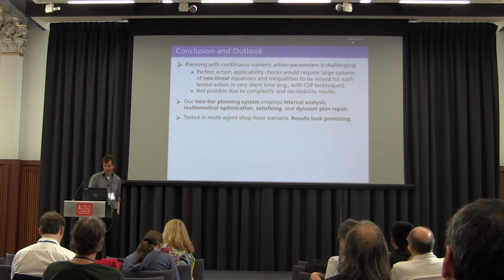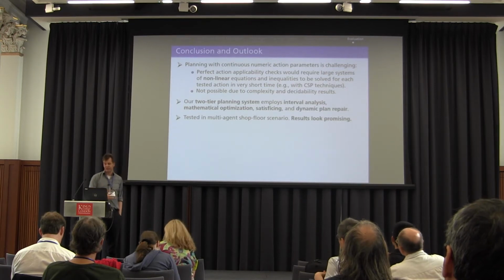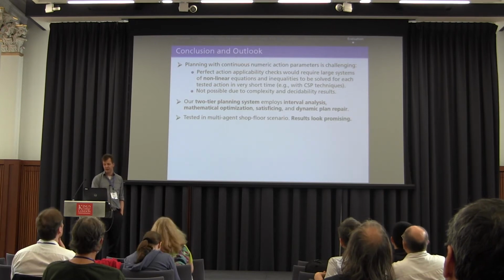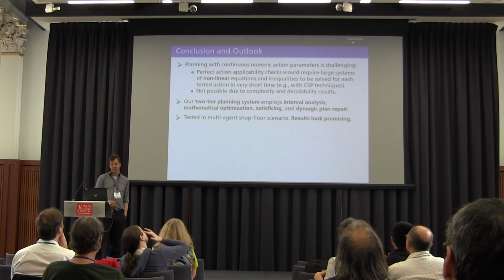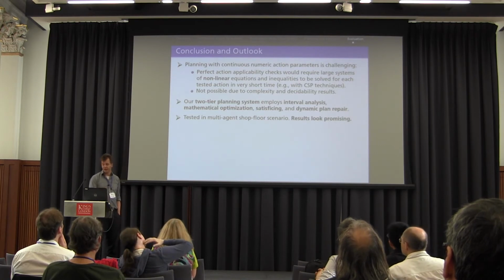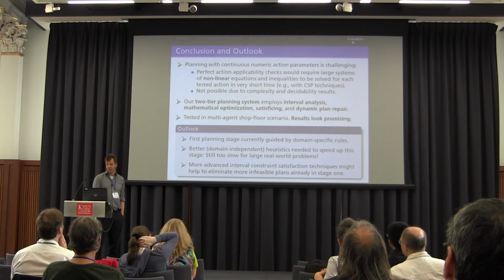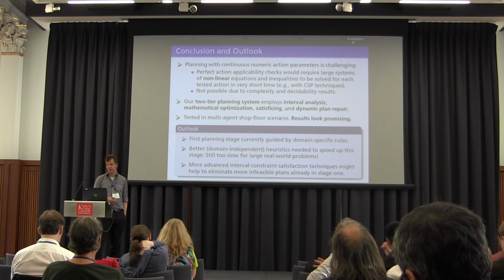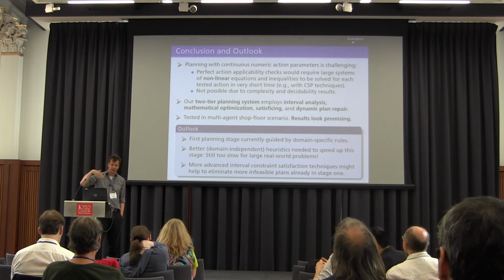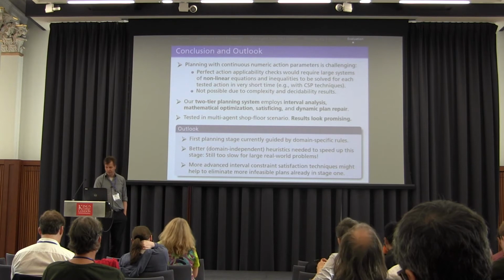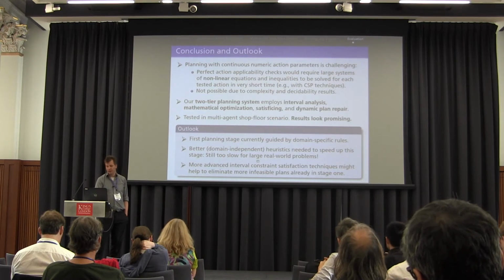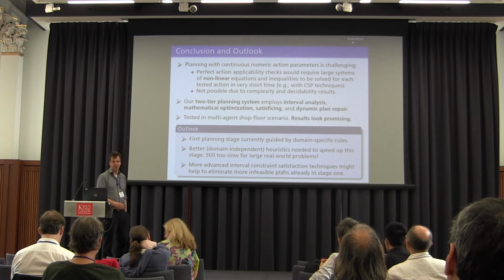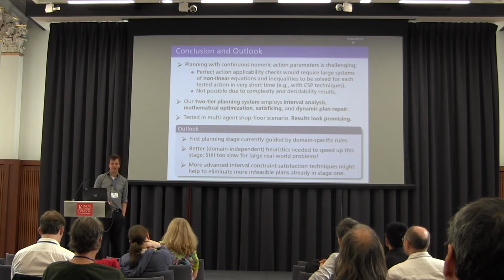Our two-tier planning system is great. It has interval arithmetics inside. It uses a mathematical optimizer, satisfying and dynamic plan repair. And as of now, we have results that look promising. The outlook would be to have more insights into the rules for giving the plans, maybe using the planner that is already there, to use heuristics in there, and more advanced constraint satisfaction problems. So thank you very much.